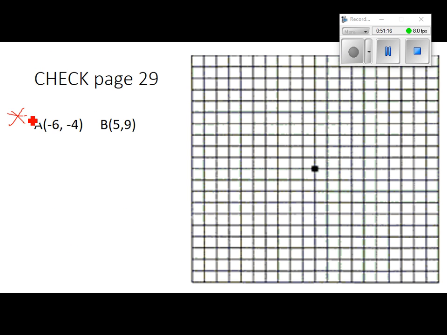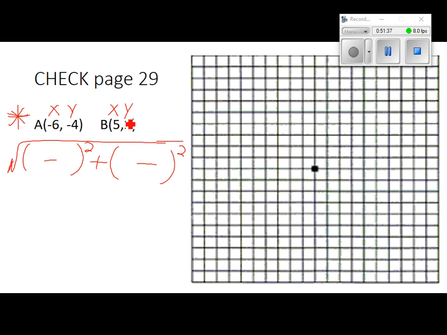Try this one on your own. If you want to graph it on your paper, you can. If you don't want to, don't. Just use the formula. I'll put the formula up here. It just looks like this, and you're going to stick the X's in here, the Y's in here. That's an X. That's a Y. That's an X. That's a Y. Oh, before you do that, let's go back over here.